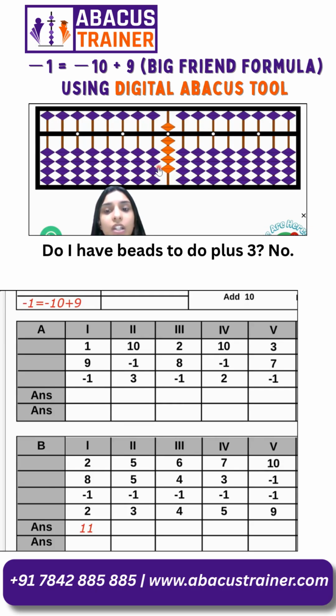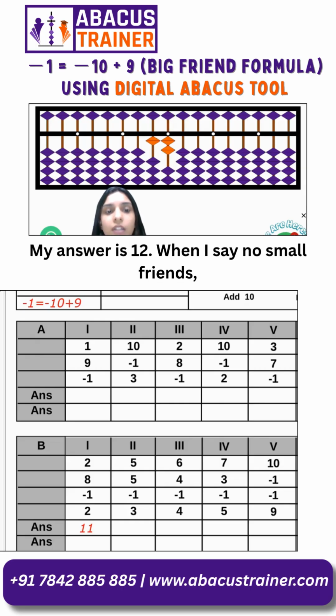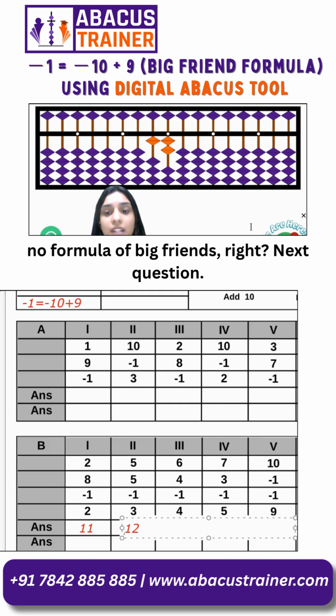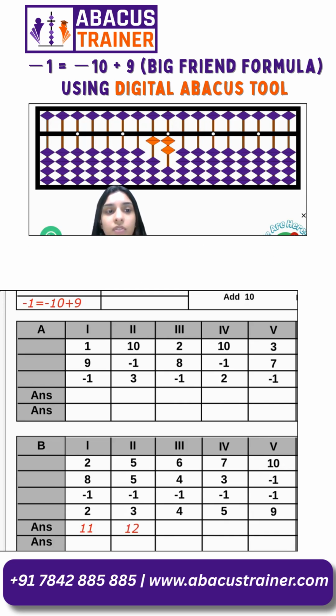Then plus 3. Do I have beats to do plus 3? No. So formula of 3 is +10 minus 7. My answer is 12. When I say no small friends, no big friends, that means no formula for small friends, no formula of big friends, right? Next question.